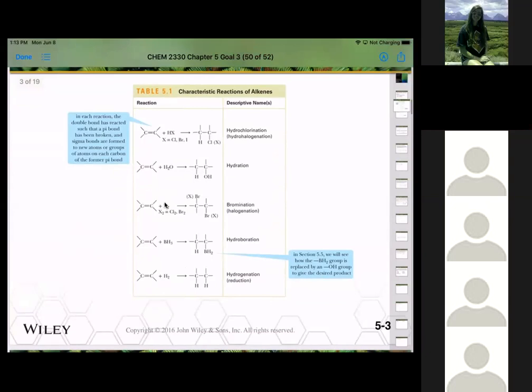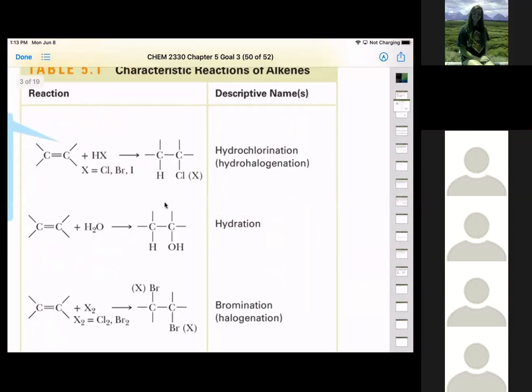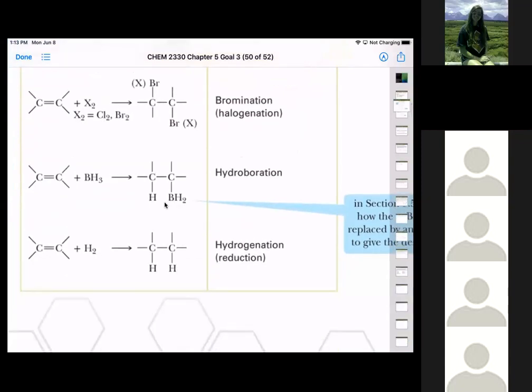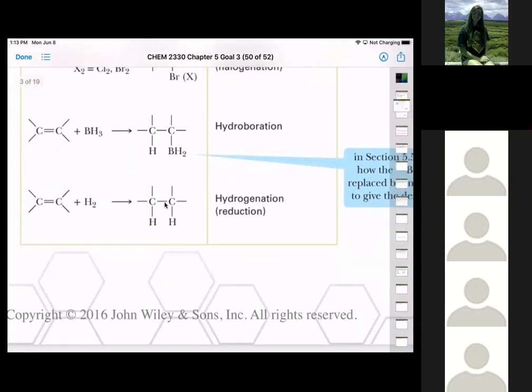Okay, so we have the reactions in this set. We have the hydrohalogenation, or adding acid across the double bond. We have hydration, adding water across the double bond. We have halogenation, adding a halogen onto both carbons of the double bond. We have hydroboration, which seems to go backwards, but when we look at the polarity of the hydrogen-boron bond, we see it goes on exactly the way it should from the perspective of nucleophile, electrophile. And then our last reaction is our hydrogenation.